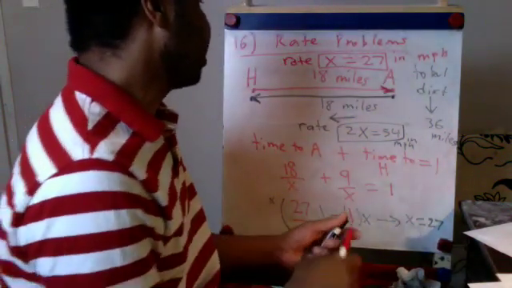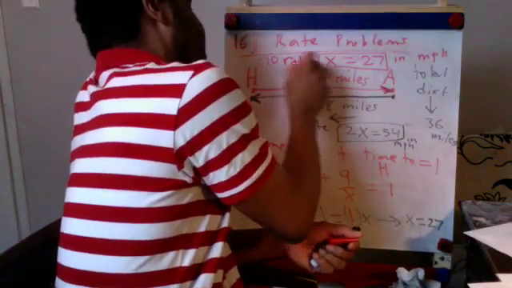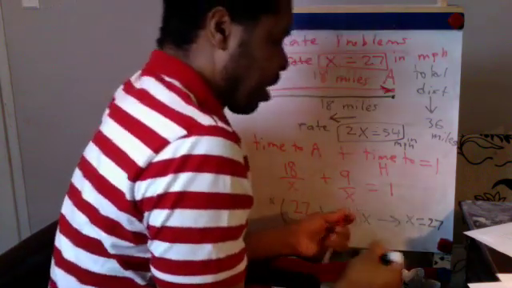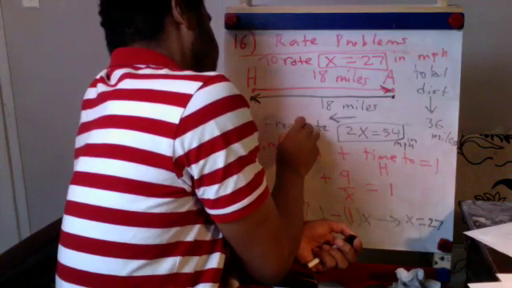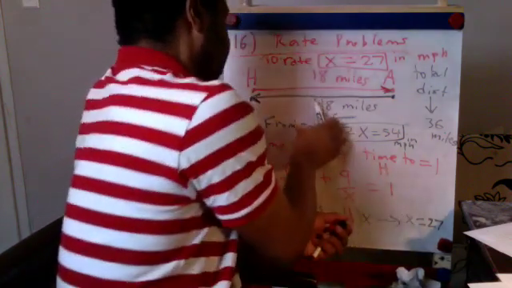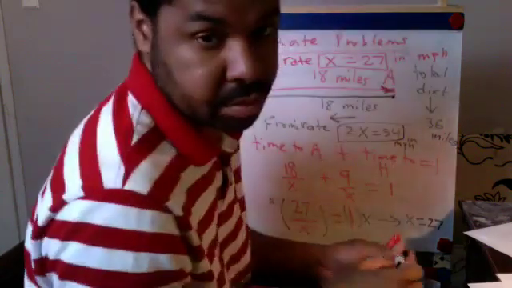So his rate to the airport is 27, and his rate from the airport is 54. Good. All right.